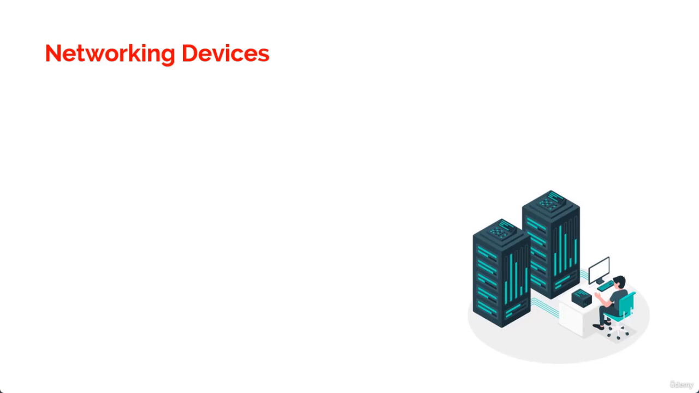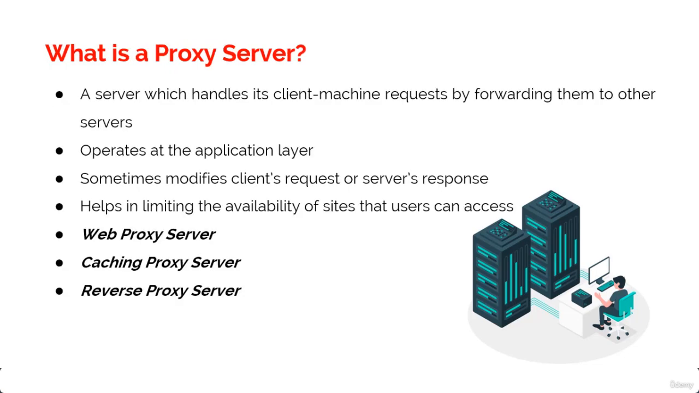Okay, so now that we have completed the domain name system server, that is the DNS server, now let us move on to the proxy server. A proxy server is basically a type of server that handles its client machine requests by forwarding them onto other servers while allowing granular control over the traffic between the local area network and the internet.